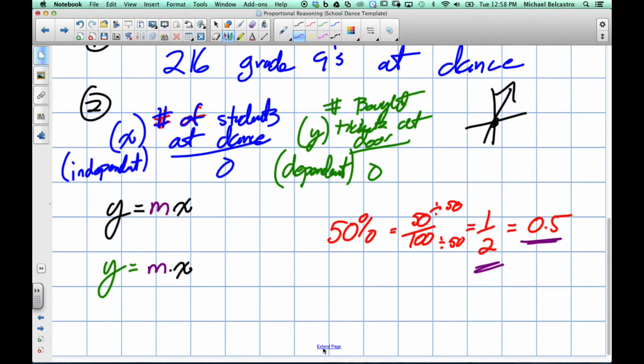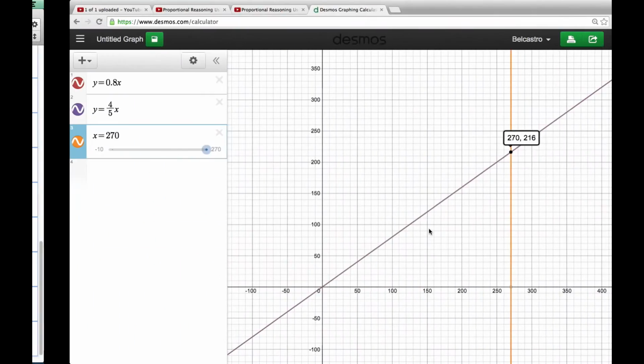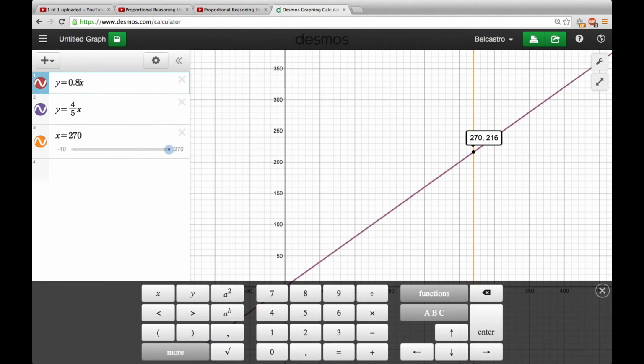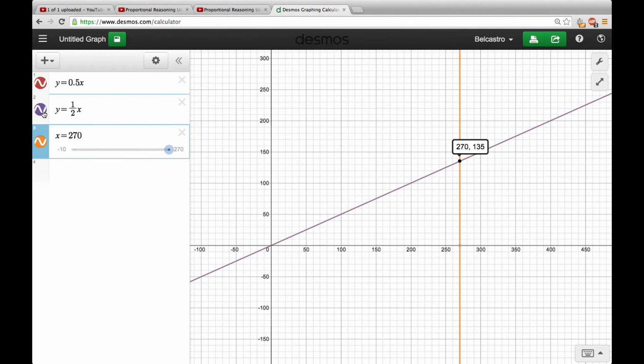Any are acceptable. So let's again write our 2 equations. Y, being students who bought tickets at the door, is equal to 0.5 times the number of students at the dance, or y is equal to our rate of 1 over 2 times our x. So let's plug those 2 equations into our software again. So we know it was 0.5 or 1 over 2. And again, if you notice, we don't need 270 this time. Our 2 lines are overlapping each other.